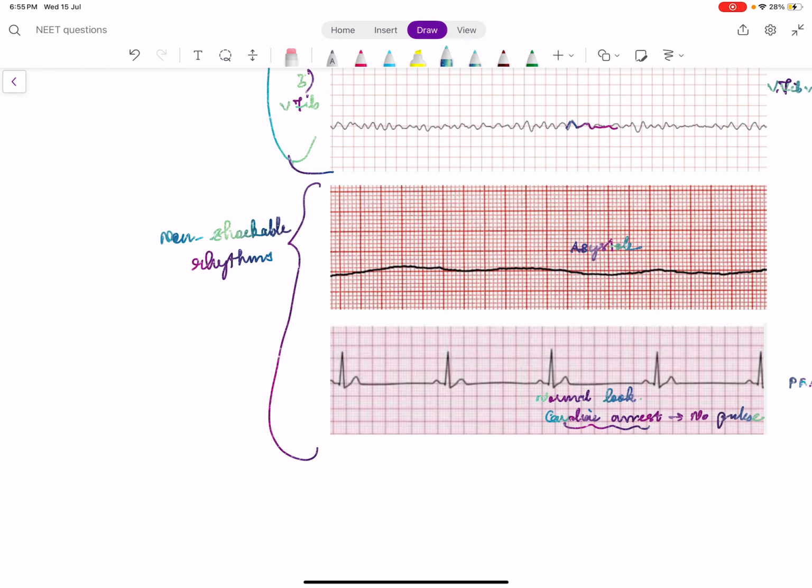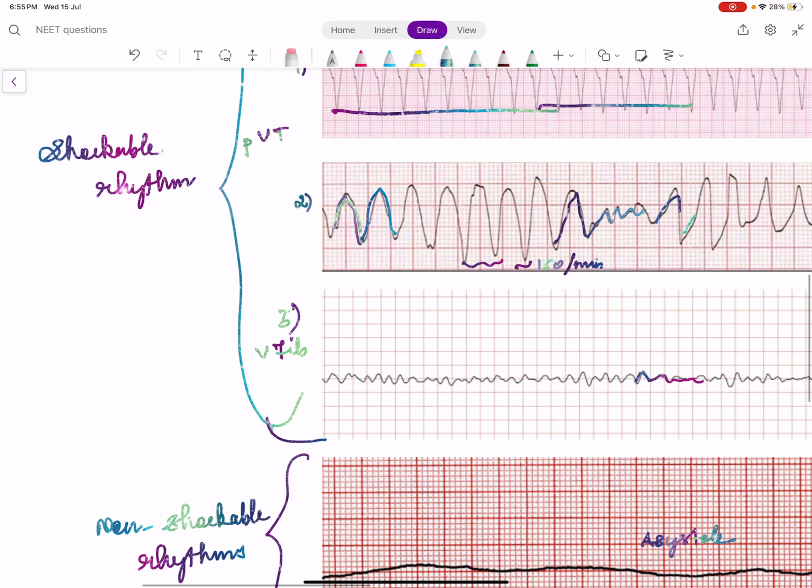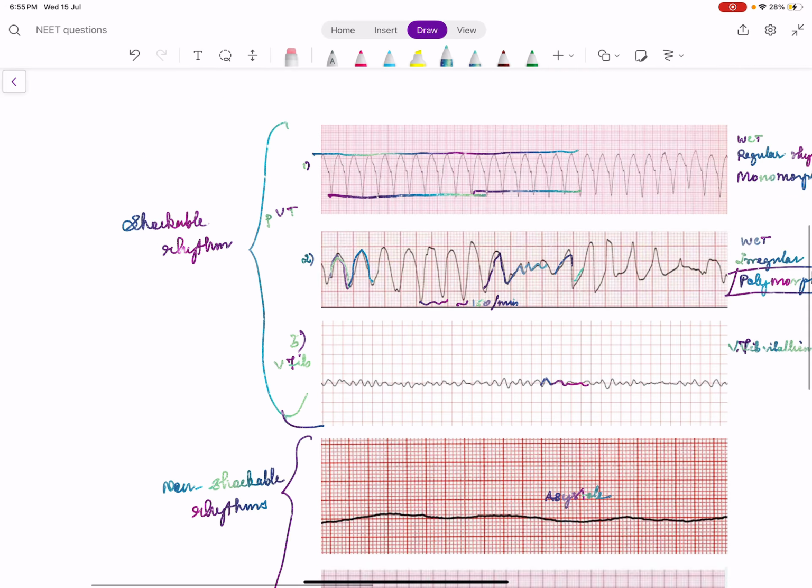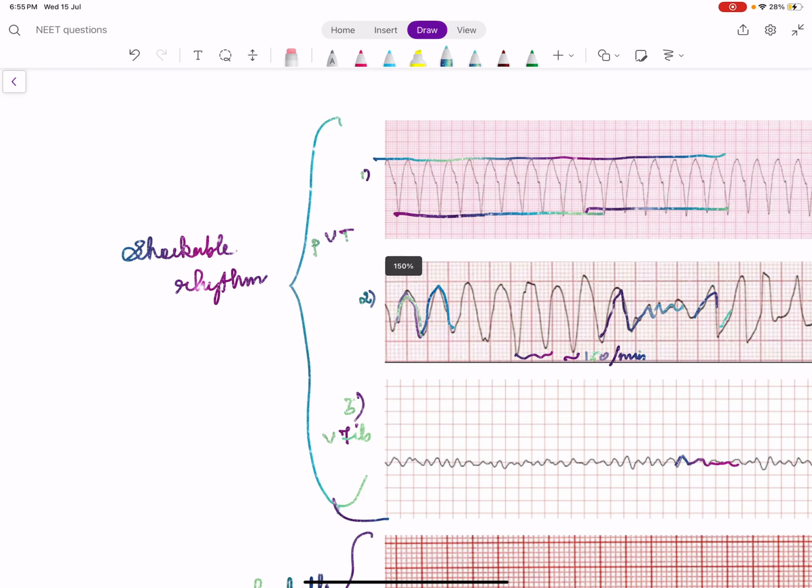So asystole and pulseless electrical activity are called non-shockable rhythms, which means there is no role of giving a shock. Only CPR and adrenaline or epinephrine is the treatment of choice here. Whereas in shockable rhythm, we have an additional step, that is giving a shock.